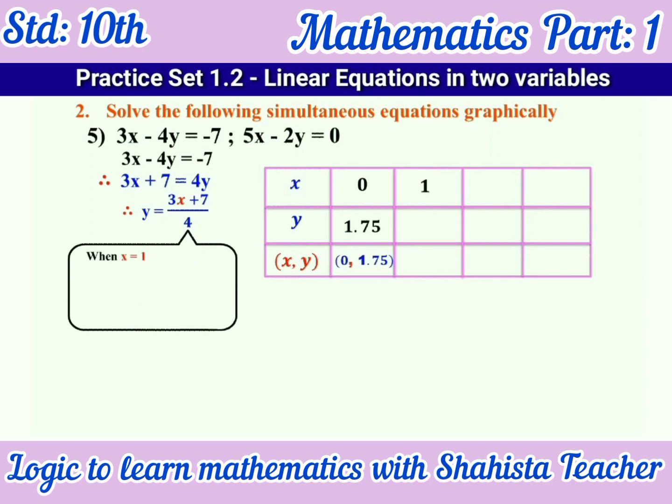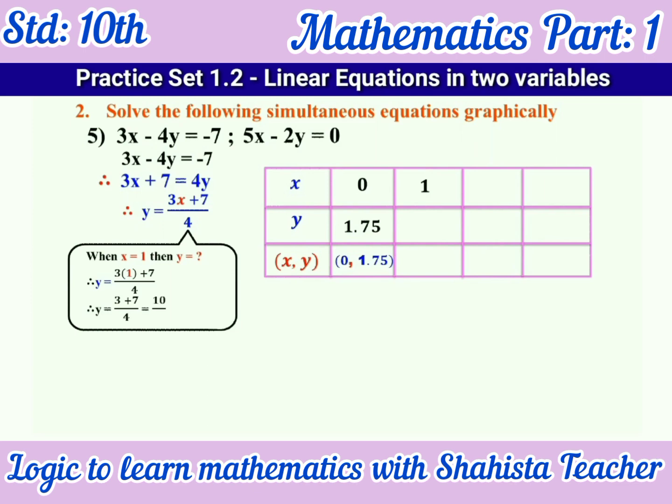Again, when x is equal to 1, then y is equal to what? Again we will calculate here the value of y. So in the place of x we will put 1. So (3 times 1 plus 7) upon 4. Okay, so denominator is 4 and numerator is 3 times 1 plus 7. So 3 ones are 3 plus 7. Okay, that means 10. 10 upon 4.